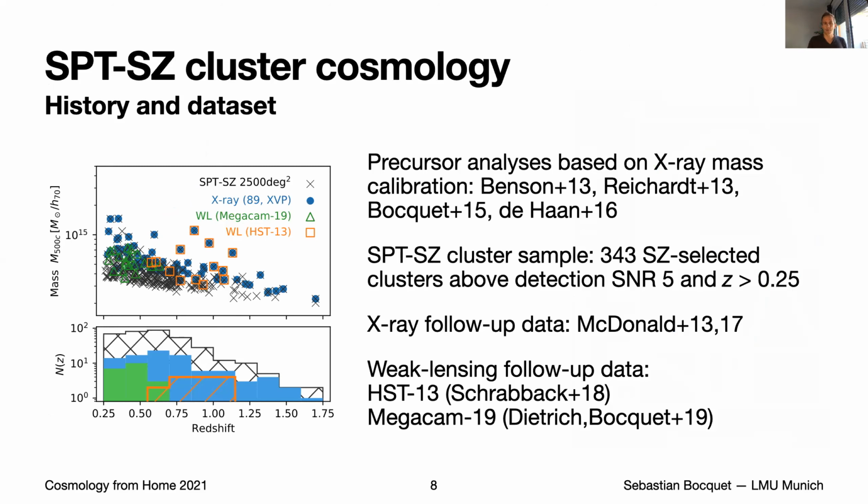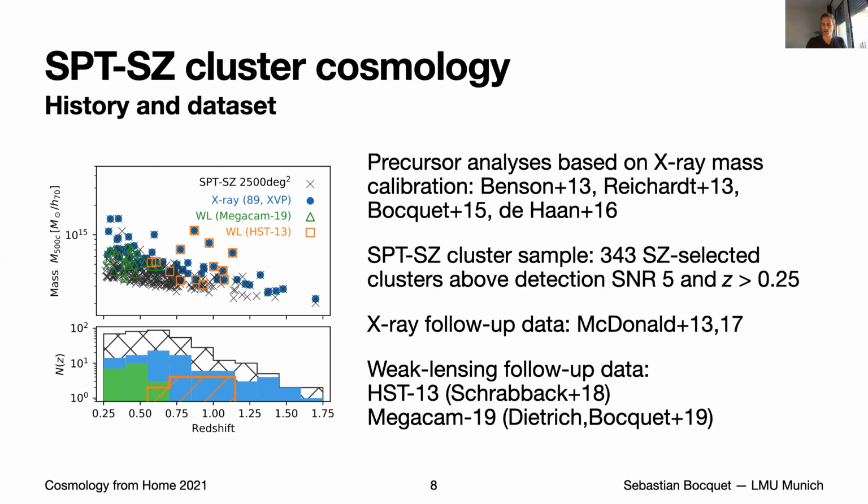Now let's look at the sample. On the left here, I show the cluster sample in redshift and estimated mass space, and black crosses are all SPT-SZ clusters. Precursor analyses that use these samples are Benson et al., Reichert et al., Bocquet et al. 2015, and Dehaene et al. This full SPT-SZ selected cluster sample has 343 clusters above redshift of 0.25 and an SZ detection significance of 5. We then acquired follow-up data: X-ray from McDonald et al., which are the blue highlighted plots here, and weak lensing data from HST and MegaCam, highlighted in orange and green, respectively.